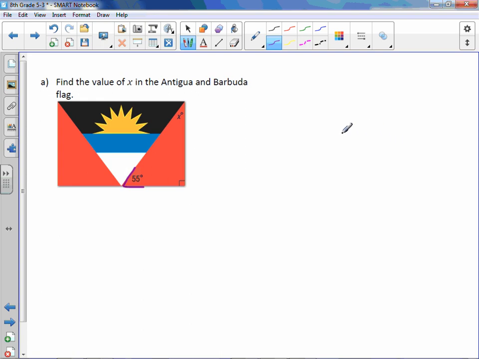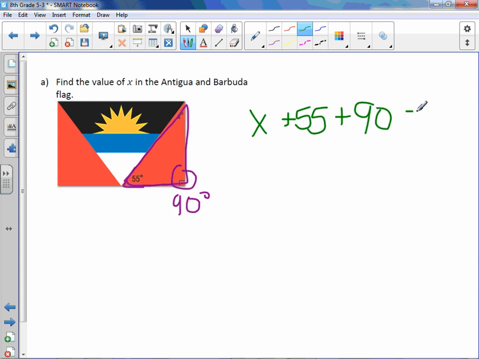Find the value of x in the Antigua and Barbuda flag. So here we have a right triangle, and I know that because of this box symbol, which means that angle is 90 degrees. So we can set up an equation. X plus our 55 degrees plus 90 degrees equals 180 degrees.